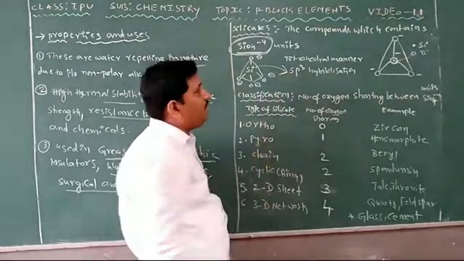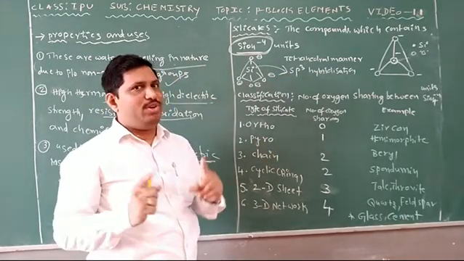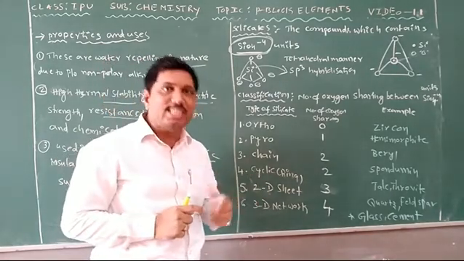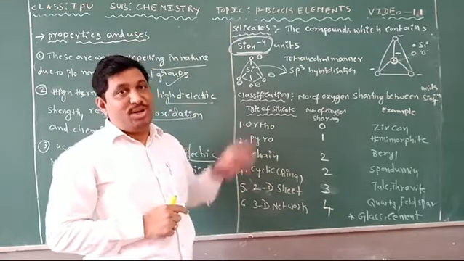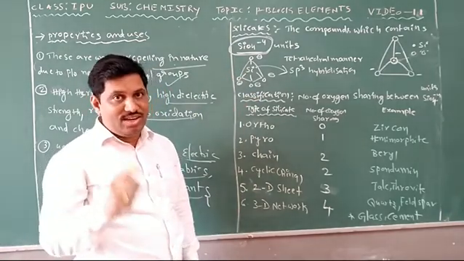In silicates, it is sp3 hybridization. Very, very important word. What is the hybridization of silicon in silicates? It is sp3 hybridization, because a tetrahedral arrangement will be present. We know that sp3 hybridization means tetrahedral geometry.